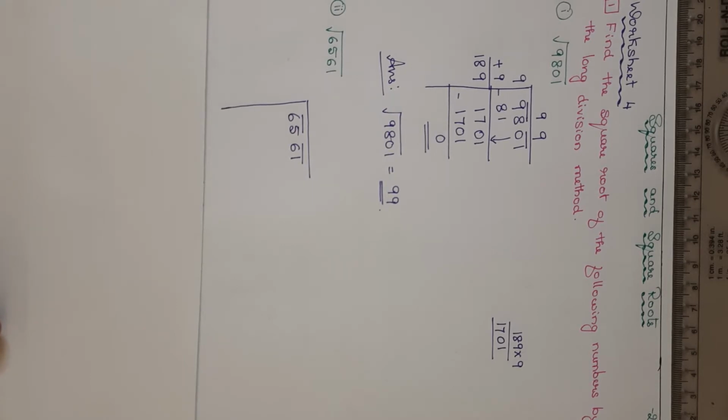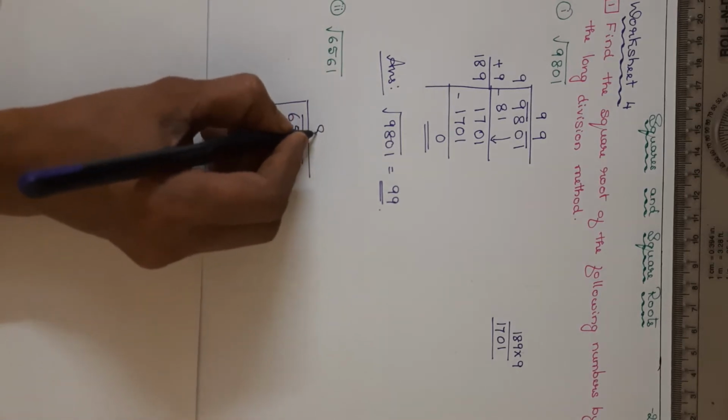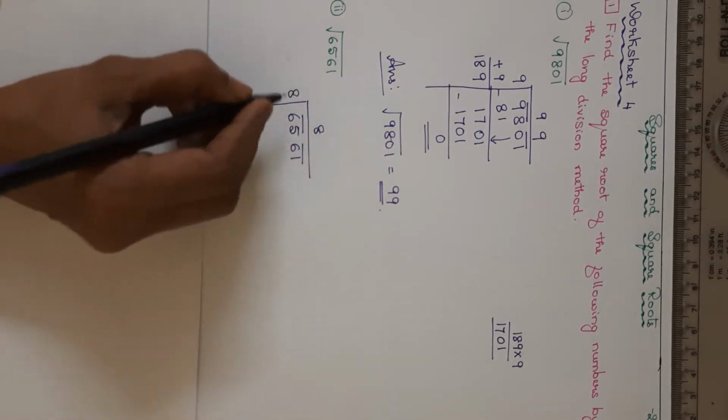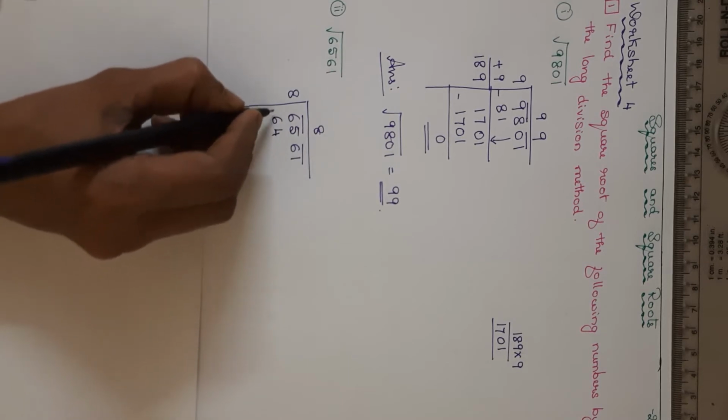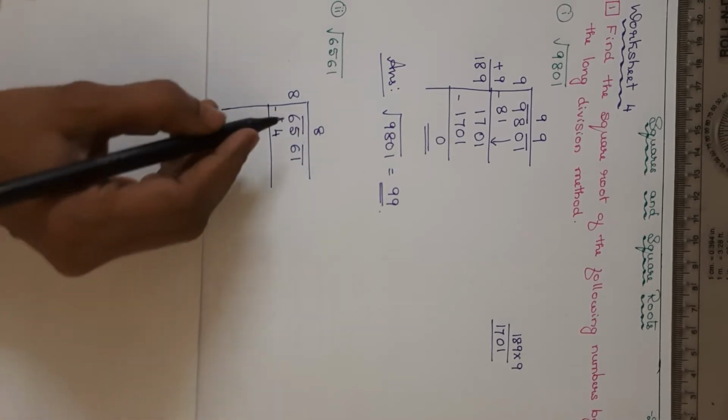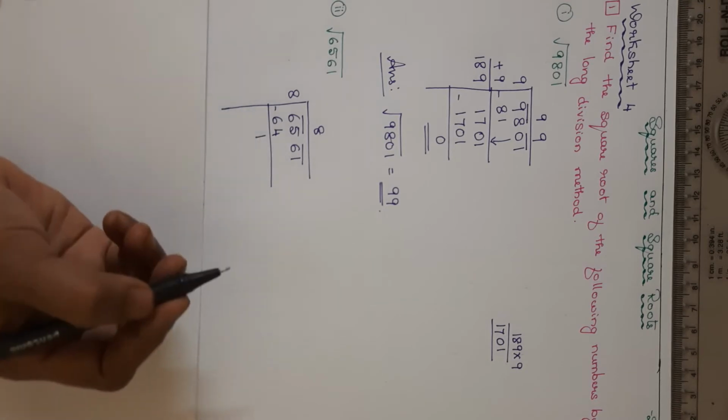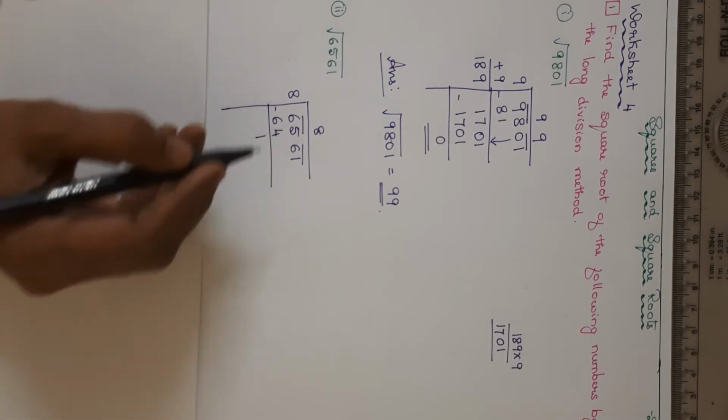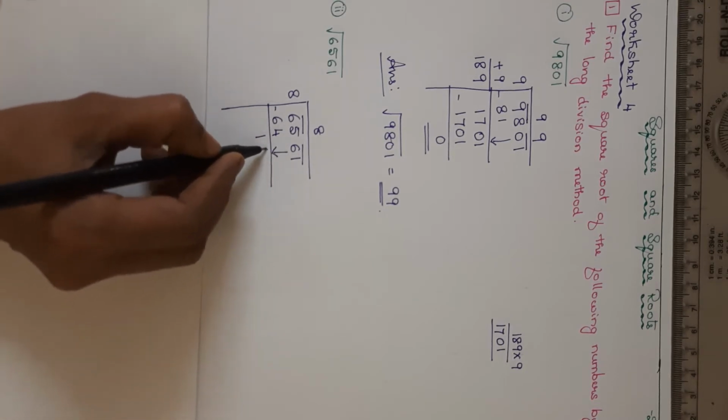नाउ 65 means what? It is a 8 8s are 64 and 9 9s are 81. So you have to put 8. 8 8s are 64. Now 5 minus 1, 4, 1, 0. So bring 61 down.